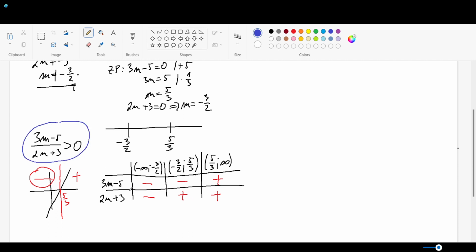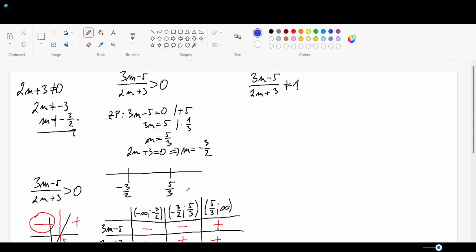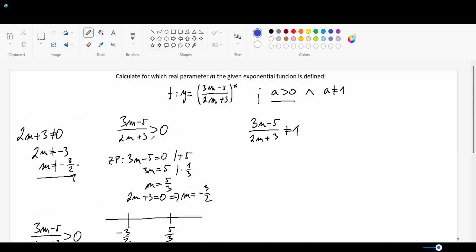Basically, we are looking for the information when this expression is positive. So negative over negative, as I have already said at the beginning of the video, is a positive number. So you simply make the conclusion that on this interval it's gonna be positive, on the second interval it's gonna be negative, and on the third interval it's again gonna be positive.